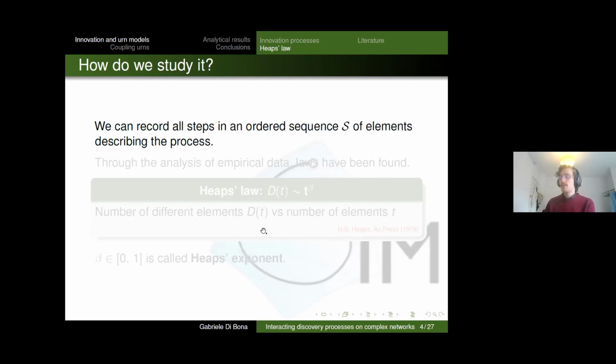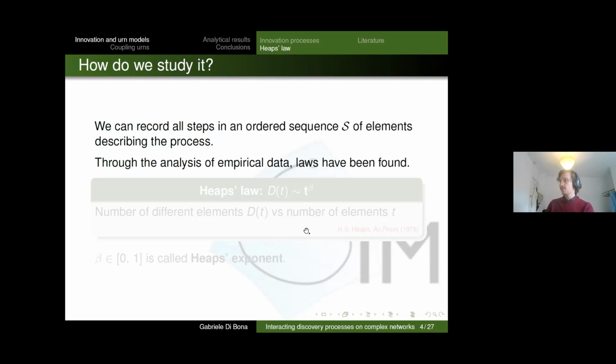Now, how do we study these processes? The way we usually do this is we record all the steps in a sequence, let's call it S. With this sequence, we can describe the whole process. Doing this in various contexts, with empirical data, many statistical laws have been found, and some of them now also have some analytical backup.